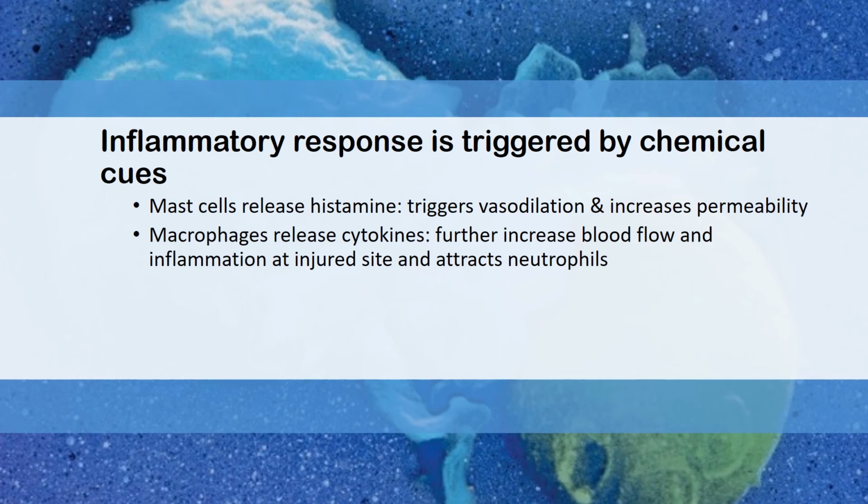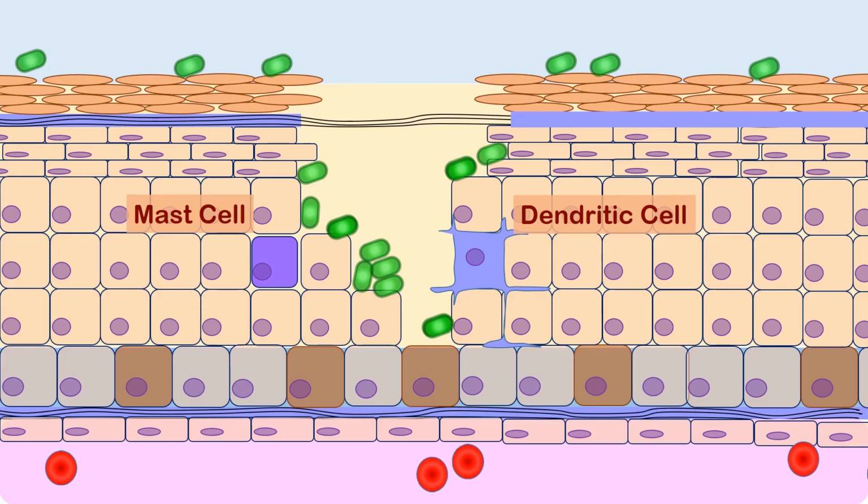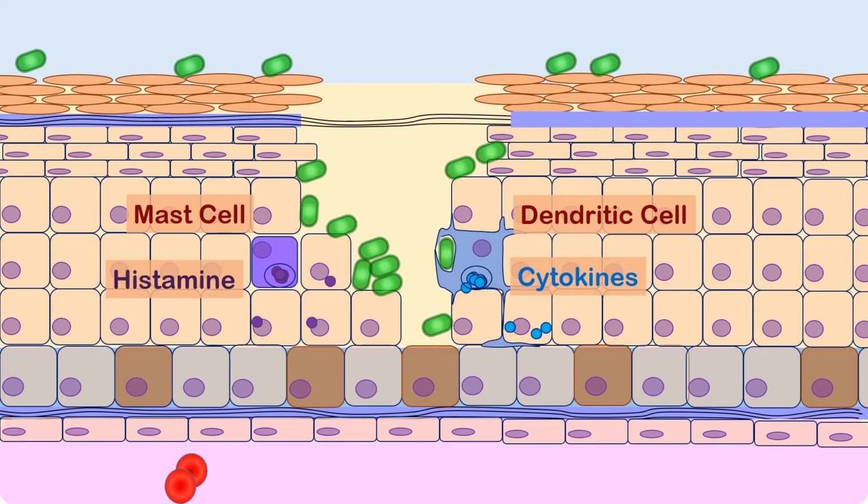In addition, it starts to cause those blood vessels to increase their permeability, to start to break some of those tight junctions between cells and allow more of the fluid from the blood to enter that tissue. In addition, macrophages and dendritic cells will begin to release cytokines. Cytokines will further increase the flow of blood in that area to help flush out the wound. In addition, they will begin to attract neutrophils, or white blood cells, to enter the area to help attack those invading bacteria.